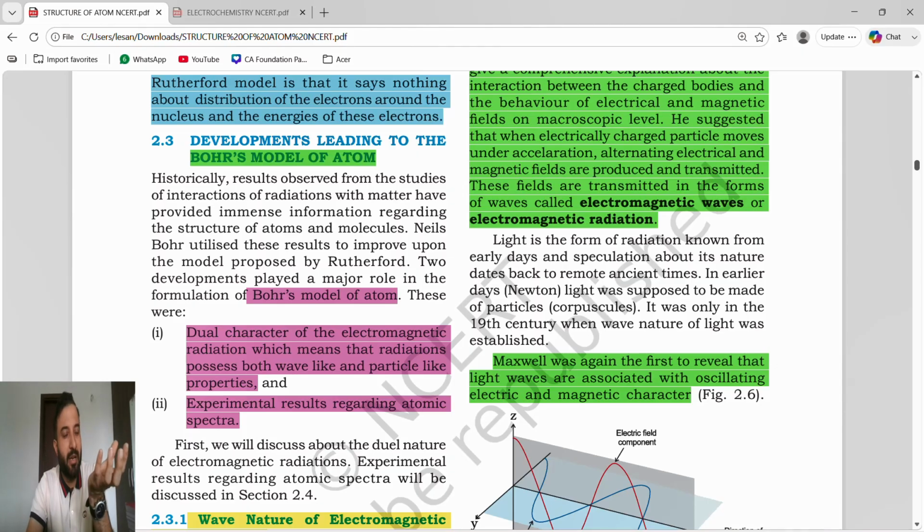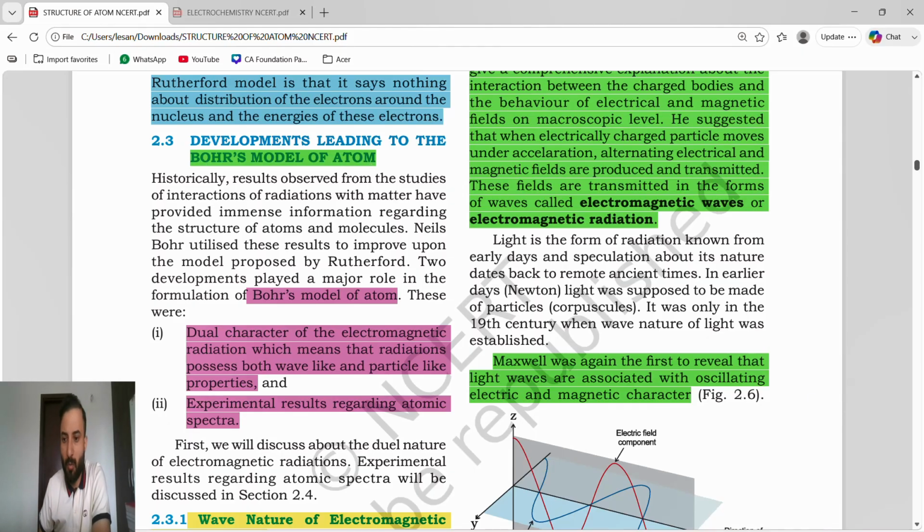So what will happen? Thomson did, Rutherford came. Before that, first Dalton did something, then Thomson came. After Thomson, Roentgen and Henry Becquerel did their observations and experiments. Then Rutherford came. After Rutherford, Bohr came. So what is happening? Development. It's showing new things. So that's why development leading to Bohr's model of atom. Whatever we learned before, we are developing on that, so we say it led to Bohr's model of atom.